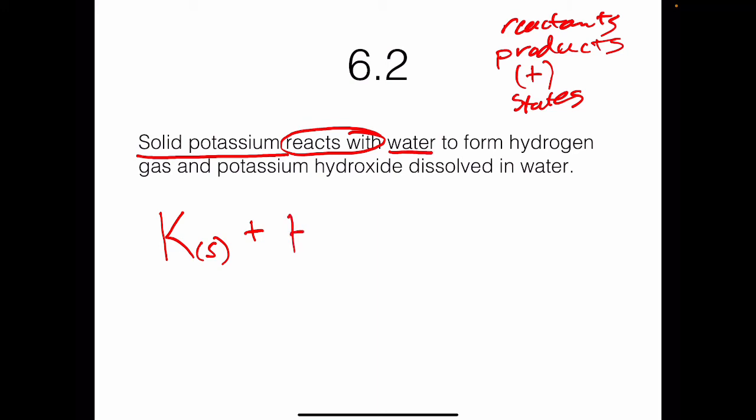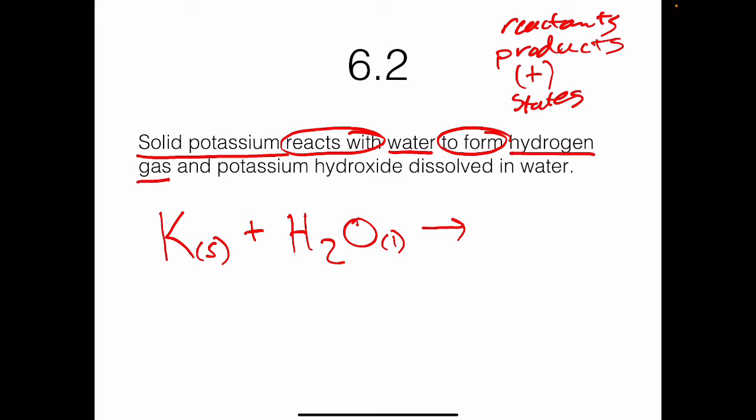We know water, dihydrogen monoxide, or H2O. And if we're being told water, we can assume water is just liquid. We're not being told water vapor. We're not being given conditions to assume that we're above 100 degrees Celsius and that we have water vapor, or that we're below zero and we have solid water. We're just being told water. And then we have "to form." Remember, to form is the arrow. And then we have hydrogen gas.